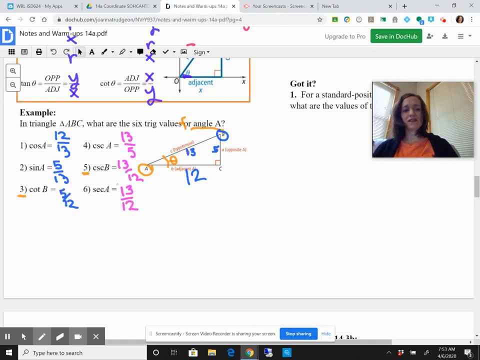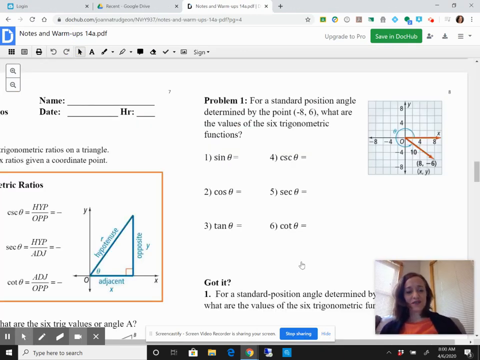Note that some of these end up with the same values because depending on if you're working on angle A or angle B, you're going to get some of the ratios to be the same. That's why 5 and 6 are the same there. So, that's it for the first part, and we'll go on to the second part in the next video. Okay, so now we're going to go ahead and do a problem.